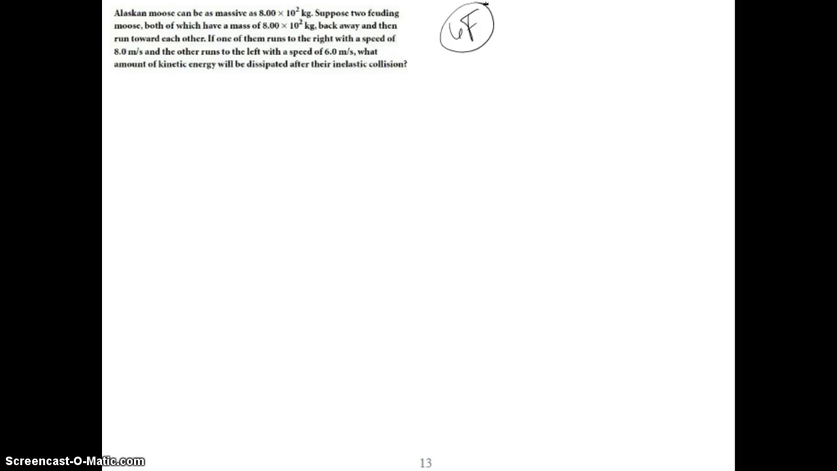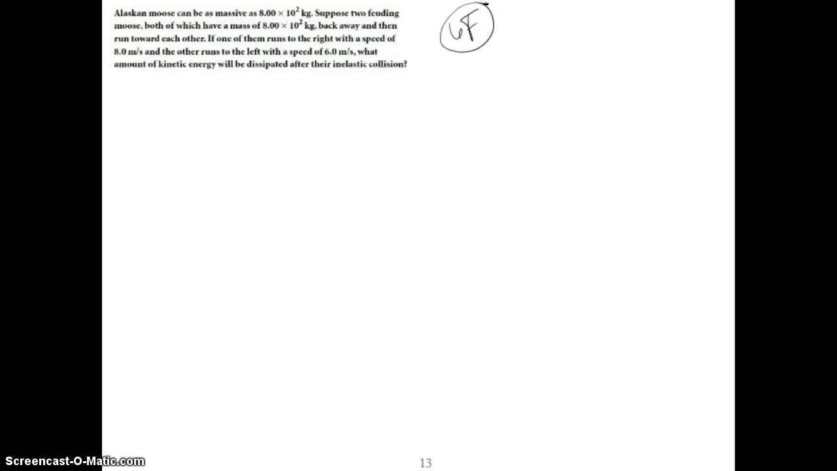So let's look at the problem. Alaskan moose can be as massive as 8 times 10 to the second kilograms. Suppose two feuding moose, both of which have a mass of 8 times 10 to the second kilograms, back away and then run towards each other. If one of them runs to the right with a speed of 8 meters per second, the other runs to the left with a speed of 6 meters per second, what amount of kinetic energy will be dissipated after they're in the inelastic collision?